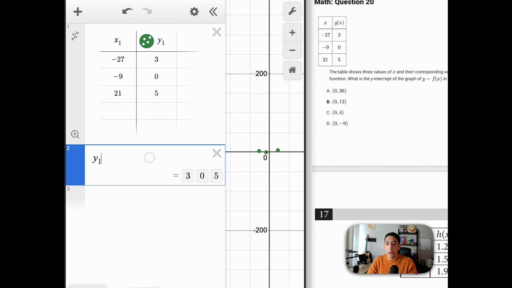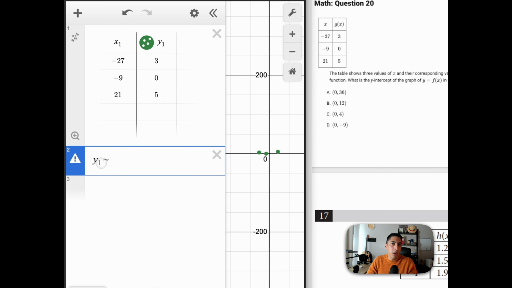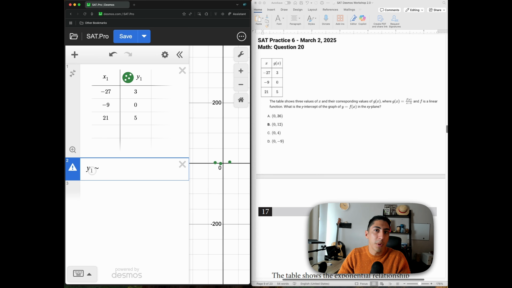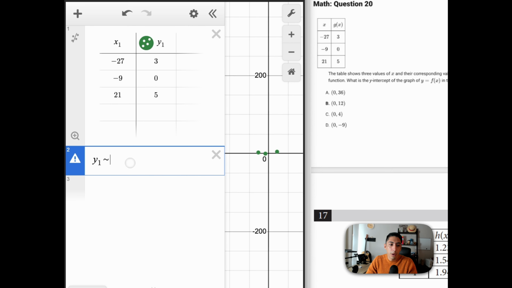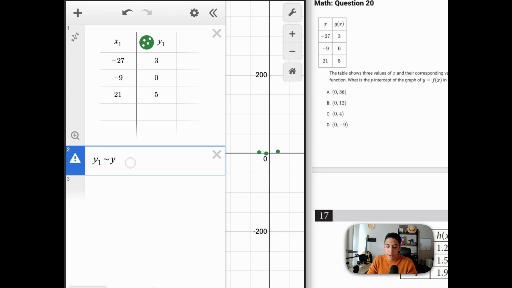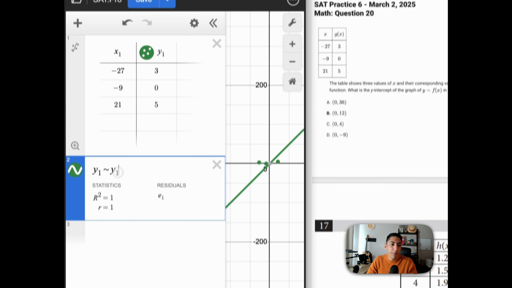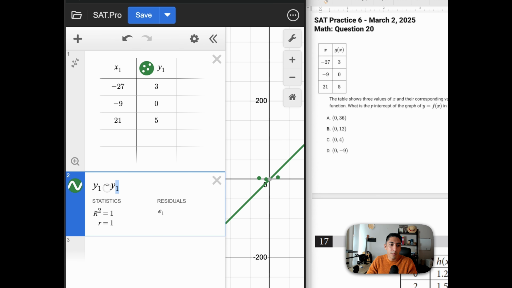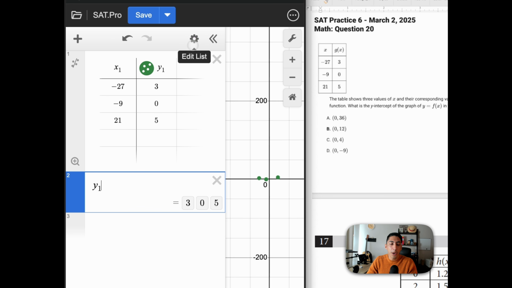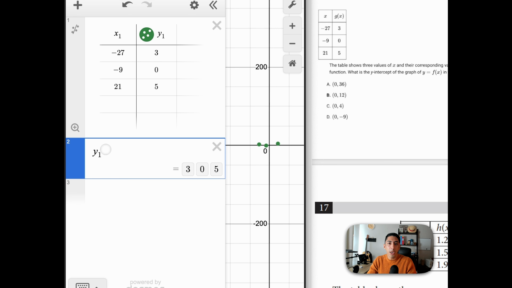I do y1 tilde, and briefly pause here. You might be wondering, how did I get y1? Well, I just put a y, and then I just press 1, and then it'll automatically give me the subscript. I'm specifically using y1 because our table values are referencing y1, and these values here are x1. So again, I do y1 tilde.